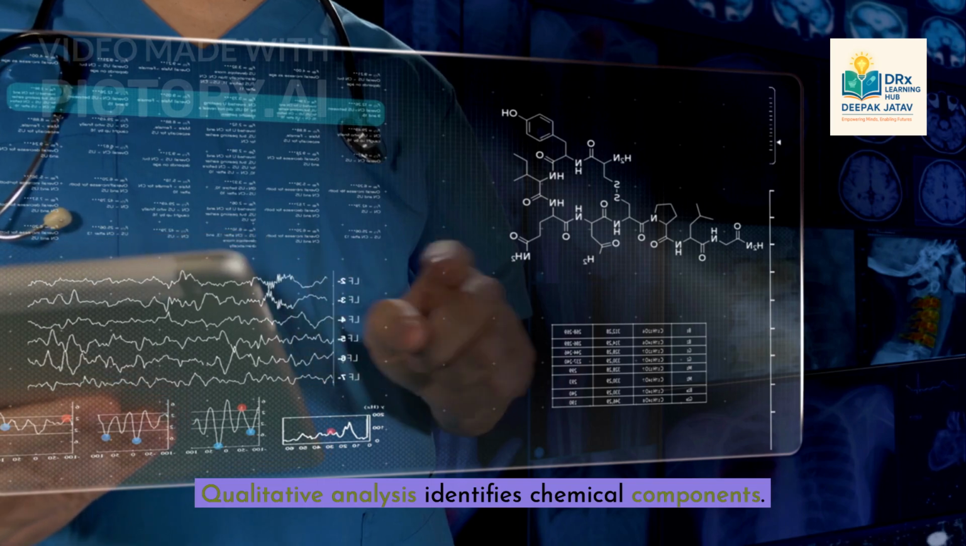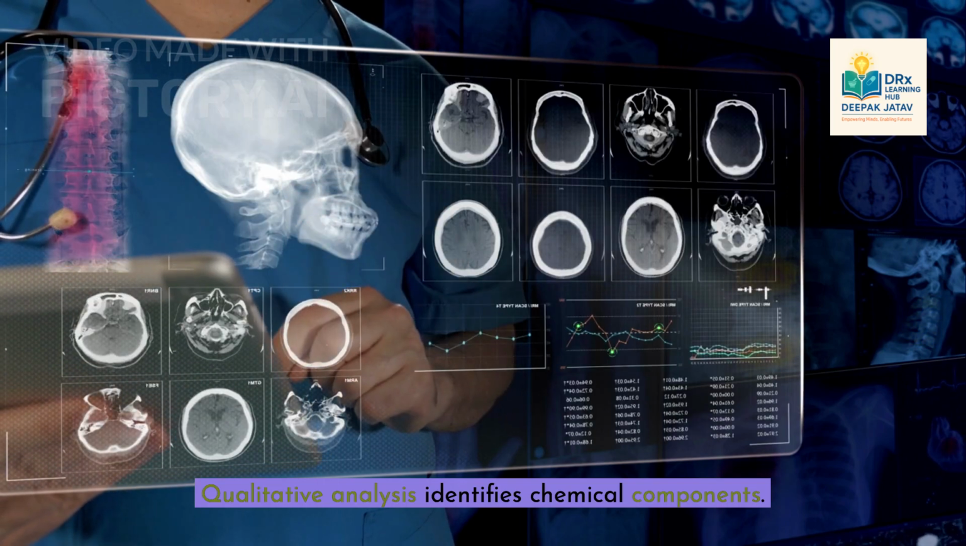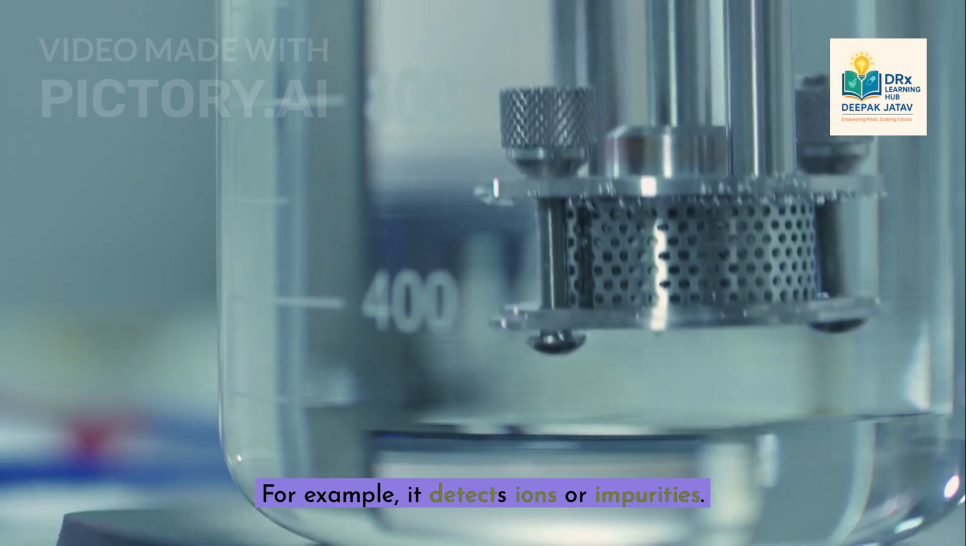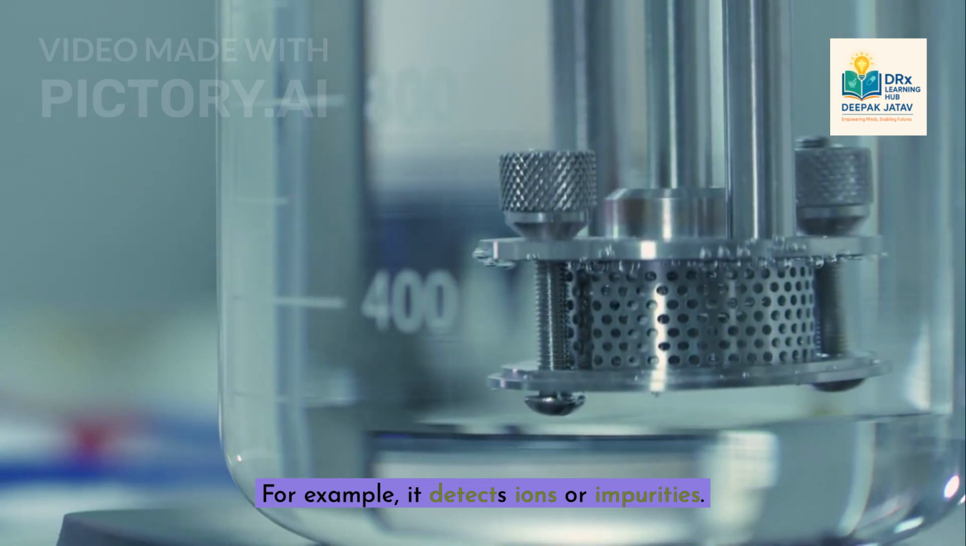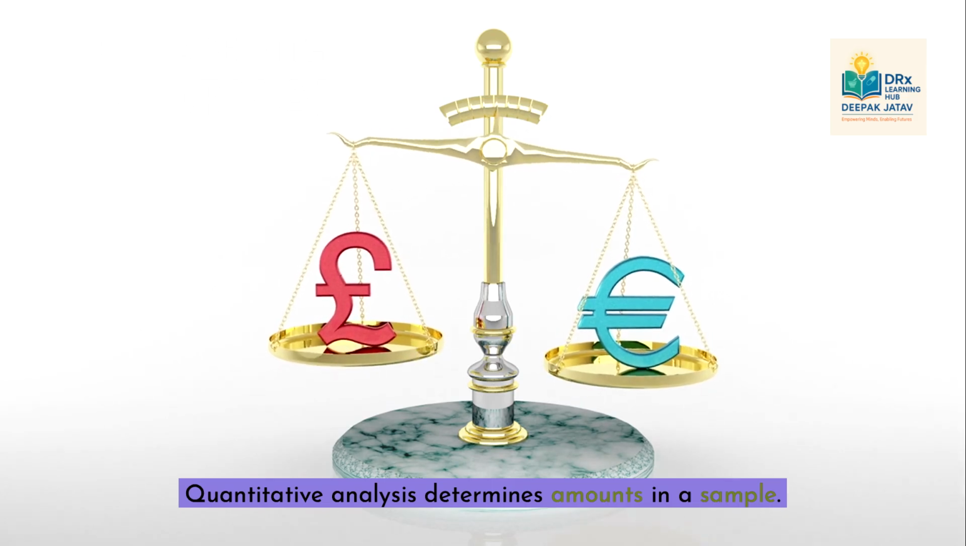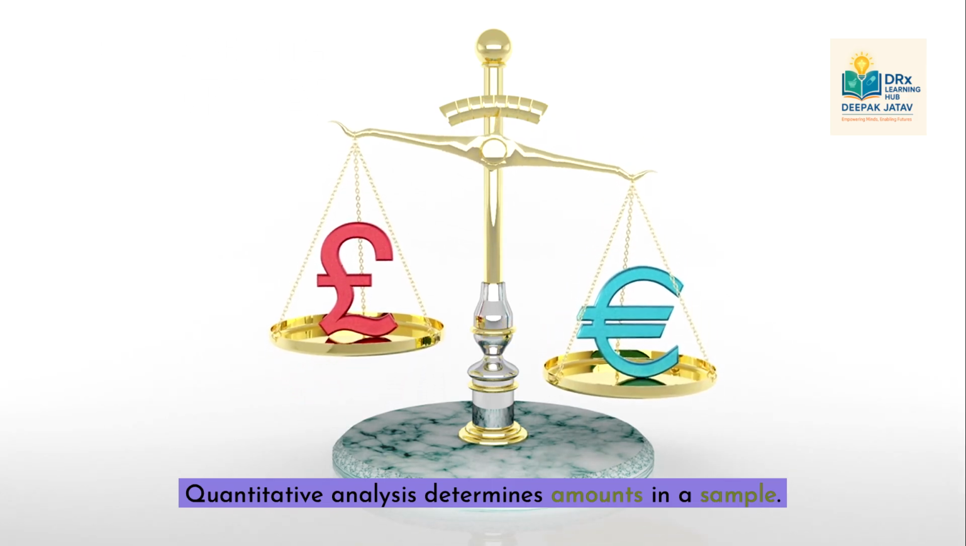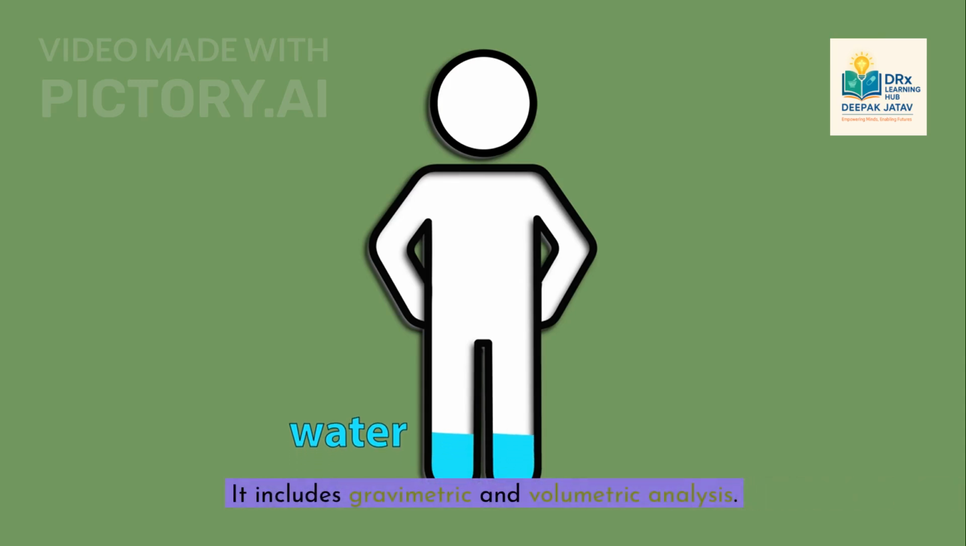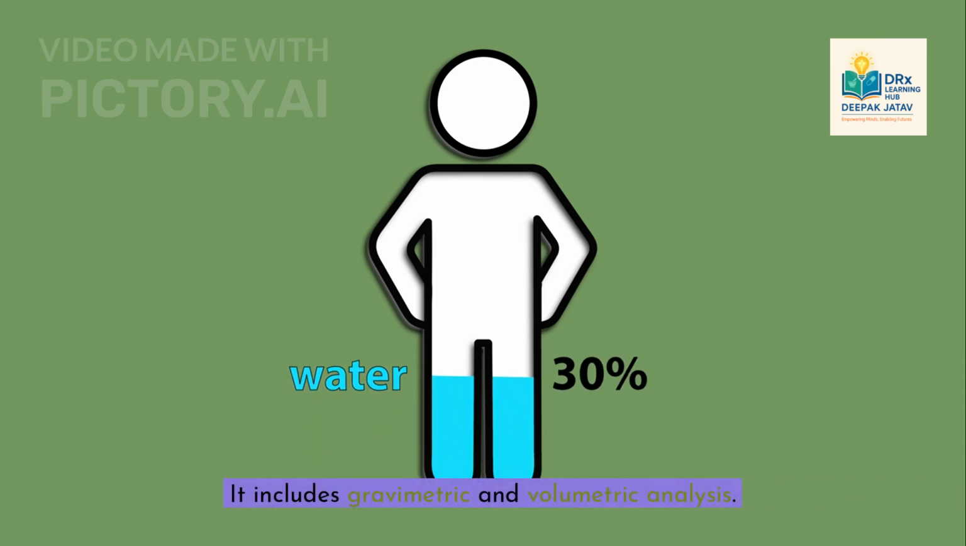Qualitative analysis identifies chemical components. For example, it detects ions or impurities. Quantitative analysis determines amounts in a sample. It includes gravimetric and volumetric analysis.